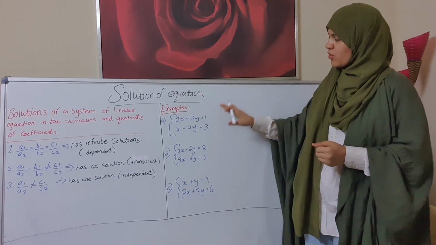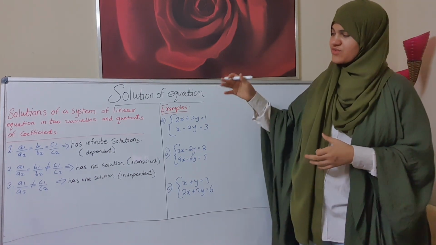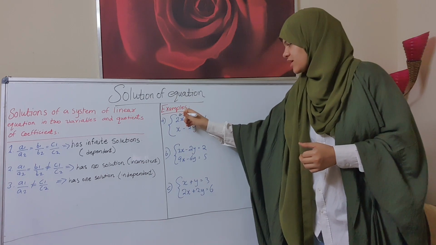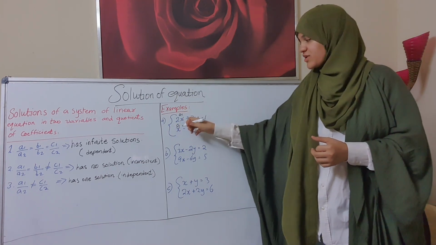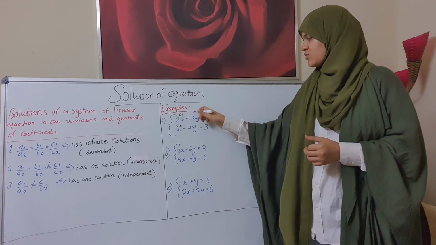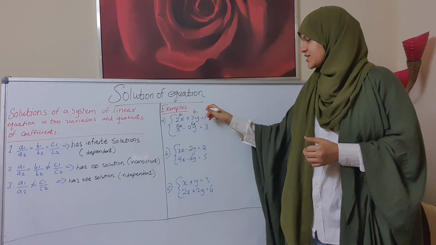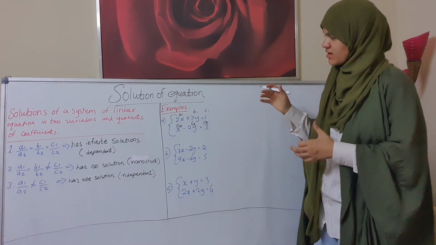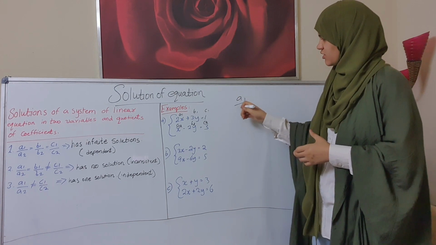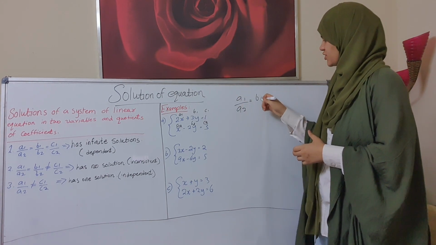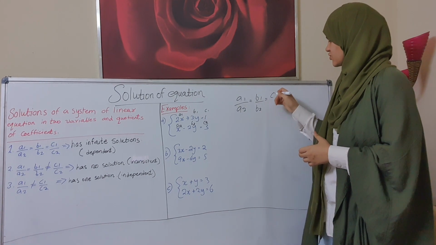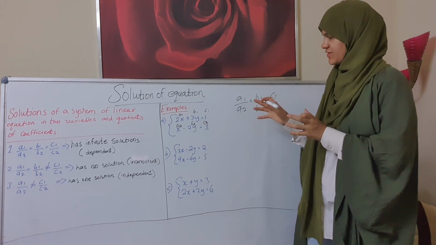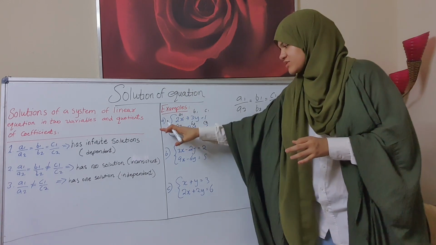How can we make this into A1 over A2, B1 over B2 and C1 over C2? Here we have A1, and in the other equation we have A2, B1, B2, C1 and C2. So now A1 over A2 is equal to B1 over B2 is equal to C1 over C2. Now we put the numbers in their places.